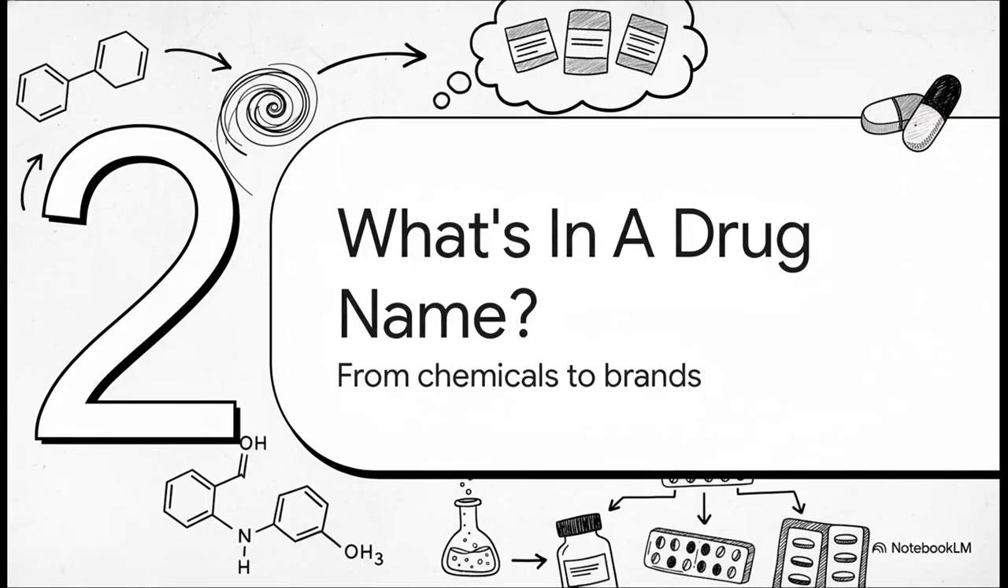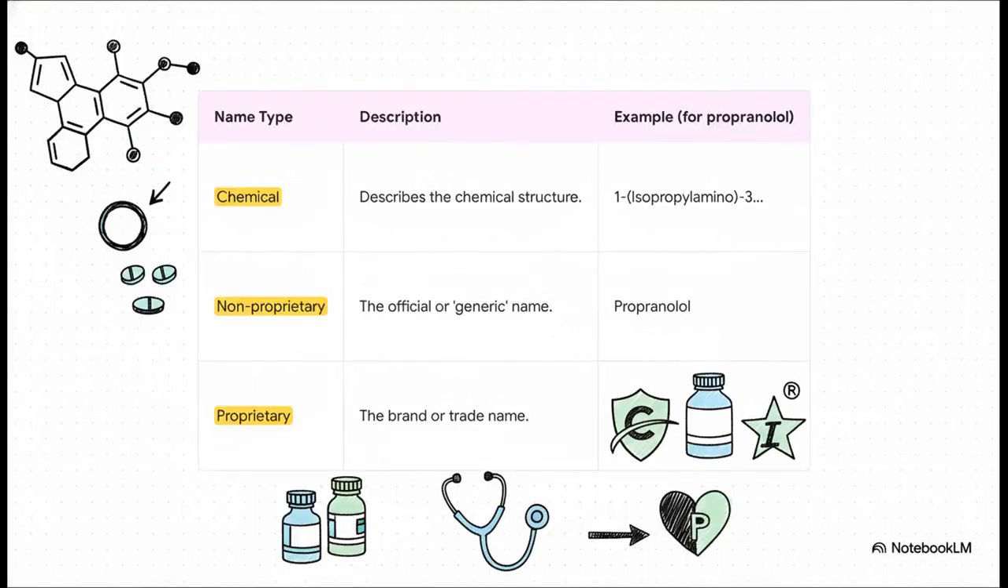All right, moving on. Let's tackle something that confuses everyone in the beginning: drug names. You'll see one medicine being called by 2, 3, even 4 different names, and you'll wonder, what is going on? Don't worry, it's actually very simple, and we'll clear it up right now. Look here, every drug basically has 3 types of names.